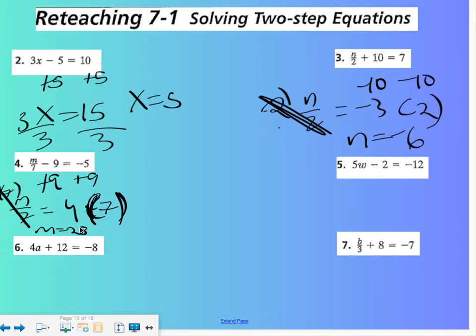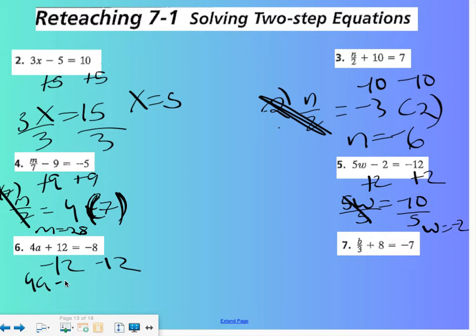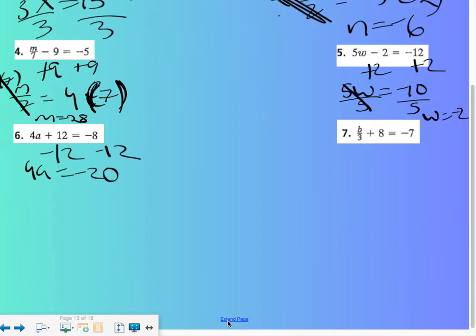Same type of thing with 5. Add 2 to both sides. 5w equals -10. All right, now we want to divide both sides by 5 to get w by itself. And we get that w equals -10 divided by 5, or -2. All right, a couple more. Number 6, subtract 12 from both sides. 4a equals -20. Divide both sides by 4 to get a by itself, and a equals -5.